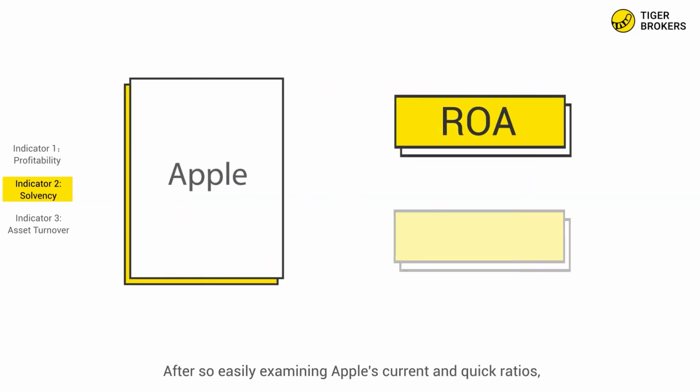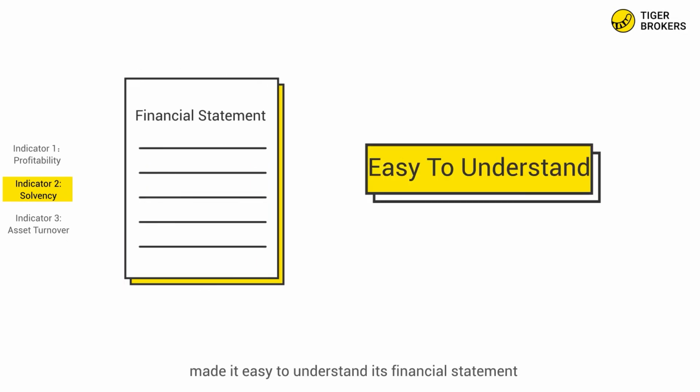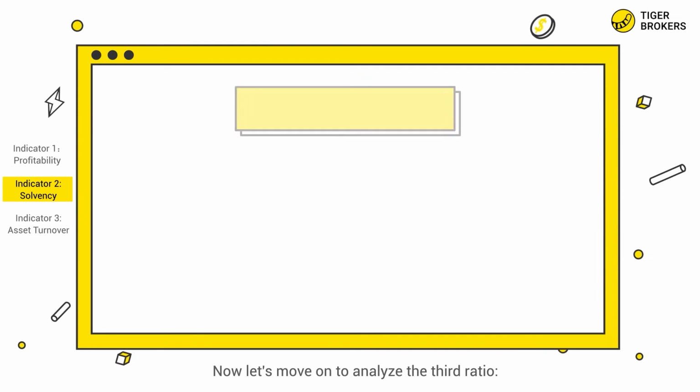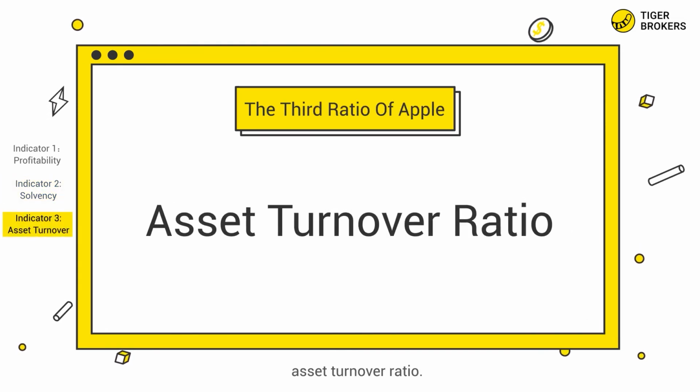After so easily examining Apple's current and quick ratios, don't you feel more confident about financial analysis? Tossing out certain other confusing metrics and data made it easy to understand its financial statement. If you stick with the Tiger Academy course, your analytical skills will continue to improve. Now, let's move on to analyze the third ratio, asset turnover ratio.